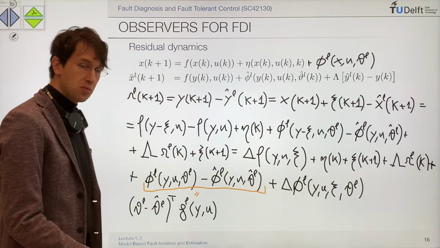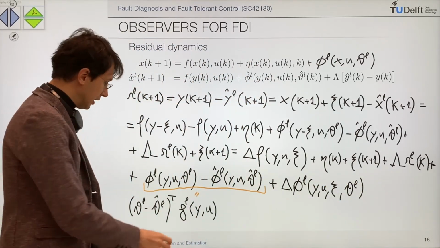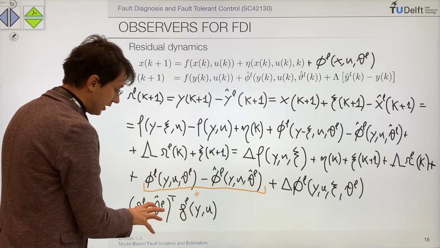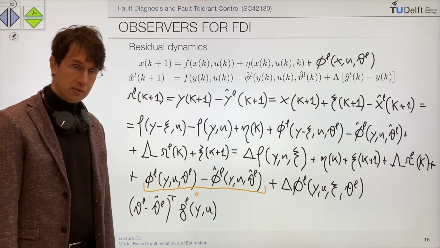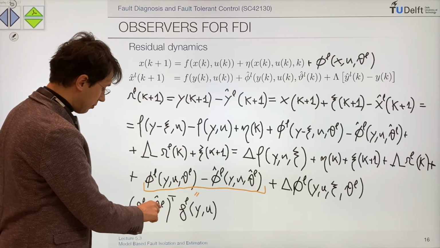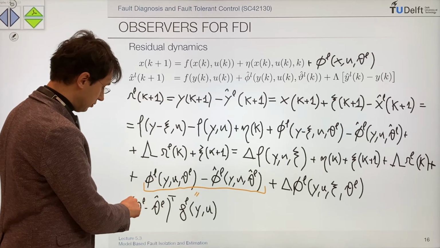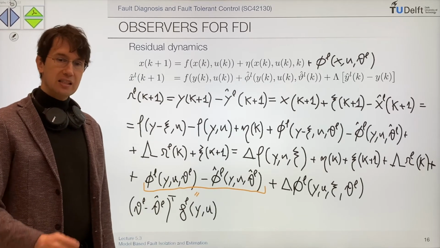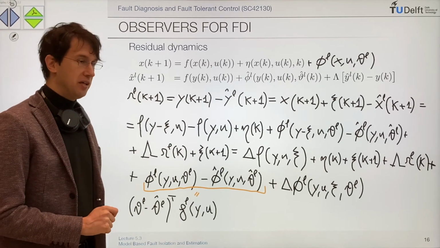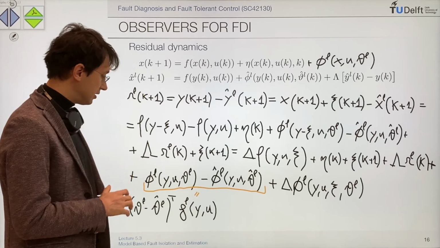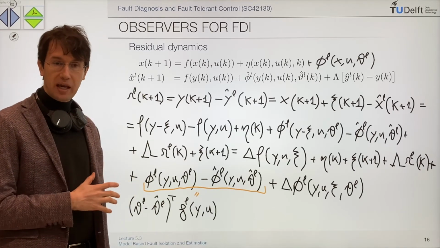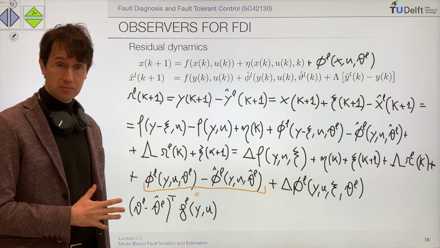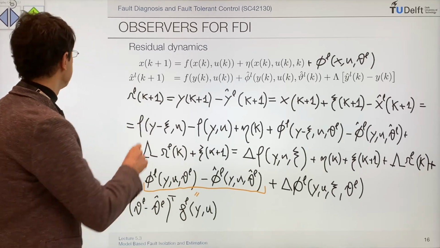But there is one term we can do something about, and it is this one. This is the term that we can make equal to 0. How? If we learn the parameter theta, if theta hat is equal to the true theta, this is going to be 0. And this observation, so this remark is the base for developing a parameter estimation law, as we're seeing in the next slide.